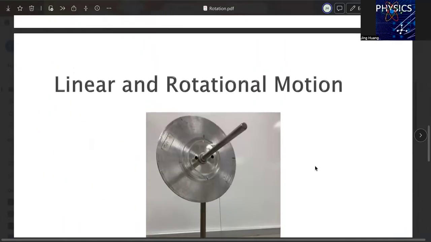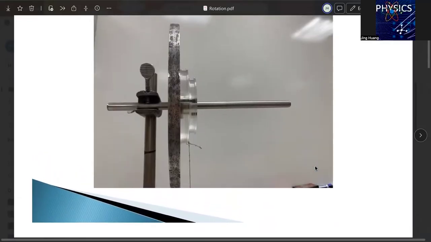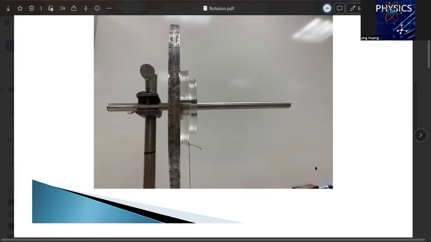In summary, we are performing an experiment to study rotational motion using this well-designed rotational motion apparatus. In this apparatus, you need to know a few words. First is the driving drum. That's the plastic drum where we wind the string. And there's a metal plate and another plastic drum. This experiment can be run in two different ways: wind the string on the bigger plastic drum or on the smaller plastic drum.